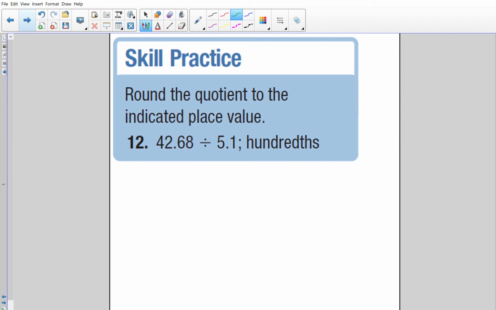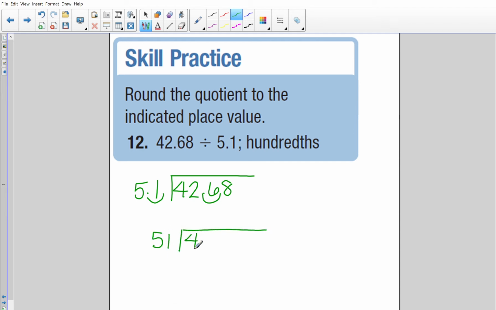I want you to round the quotient to the indicated place value. Here we're going to divide, and this time it's telling us to round to the hundredths place. So in this problem, we're going to take 42.68 divided by 5.1. What we'll need to do is move this over by 1 and this over by 1. So I have 51 into 426.8.